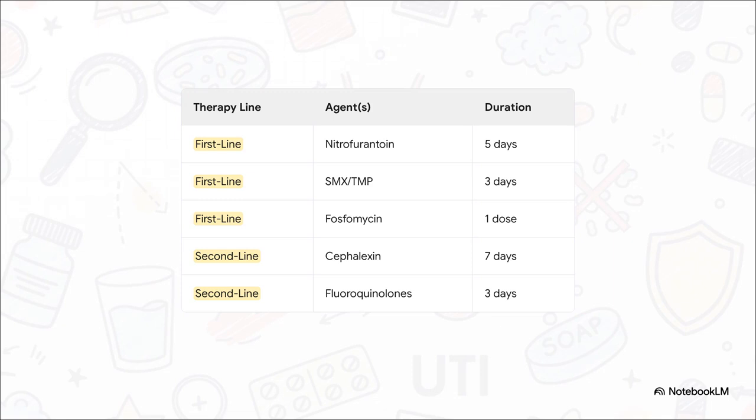And this table right here, this is pure exam gold. You need to know these first-line drugs and, just as importantly, their durations. But look closely at SMX/TMP. There's a huge catch. It's only first line if your local E. coli resistance is under 20%. If it's not, you're reaching for nitrofurantoin for 5 days, or that super convenient single-dose phosphomycin.